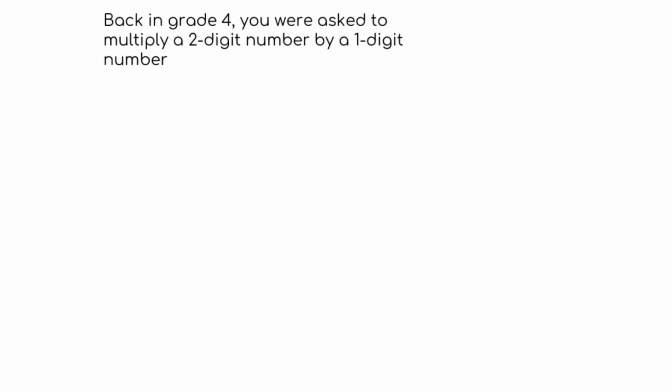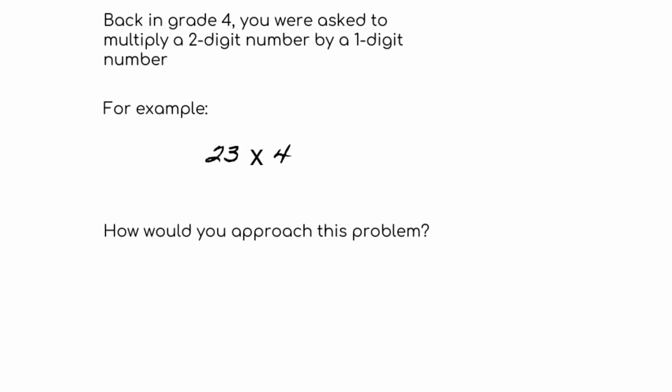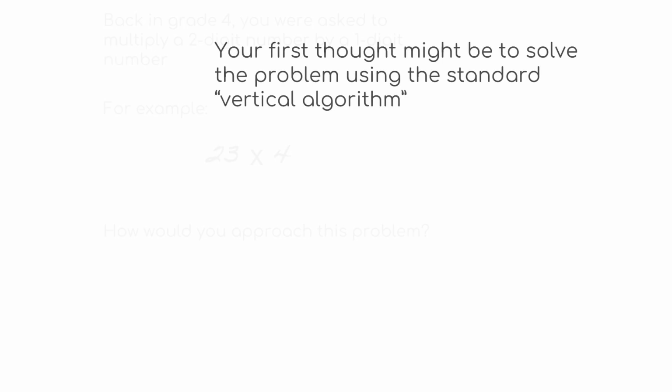Back in grade 4, when you were asked to multiply a 2-digit number by a 1-digit number, for example, something like 23 times 4, how did you approach this problem? Your first thought was probably to solve the problem using the vertical algorithm, which meant you wrote 23 times 4 underneath it, and you did the calculation, and hopefully you came up with 92.